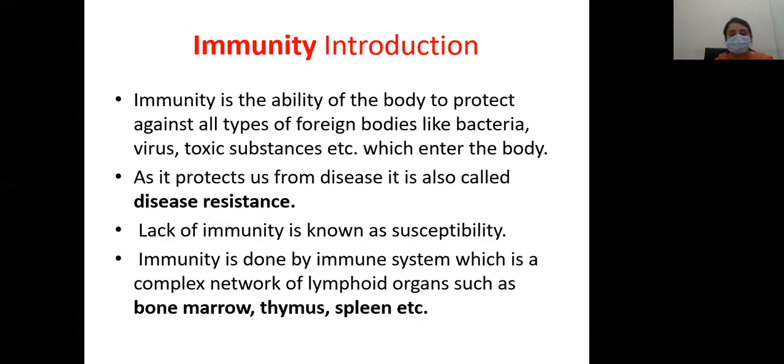Next, we will see a little bit about immunity. First of all, you should know the definition of immunity. Immunity is the ability of the body to protect against all types of foreign bodies like bacteria, viruses, and toxic substances which enter the body. As it protects us from disease, it is also called disease resistance. Lack of immunity is known as susceptibility, and immunity is carried out by the immune system, a complex network of lymphoid organs such as bone marrow, spleen, and thymus.